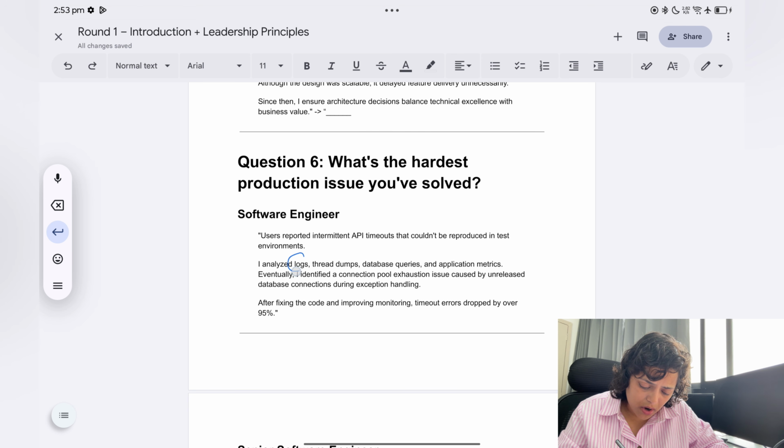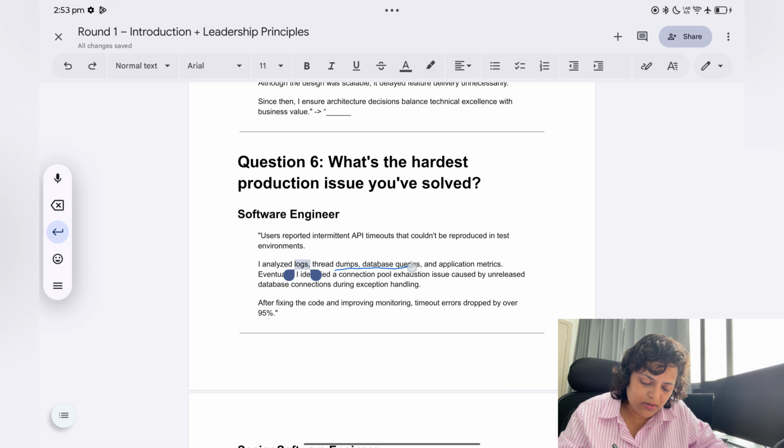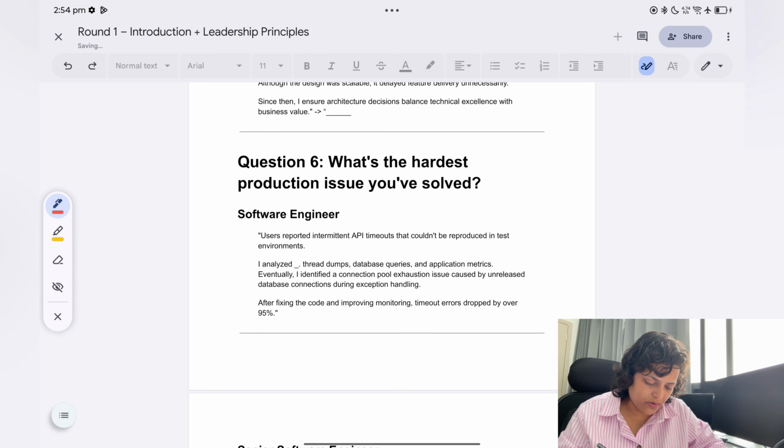I analyzed logs. First, what he has analyzed: logs, thread dumps, and then the database. Just 2 minutes. Okay, so what he has analyzed: thread dumps, database queries, logs, application metrics. Eventually I identified a connection pool exhaustion issue caused by unreleased database connections during exception handling. He has checked all the things like logs, database queries, application metrics, thread dumps.